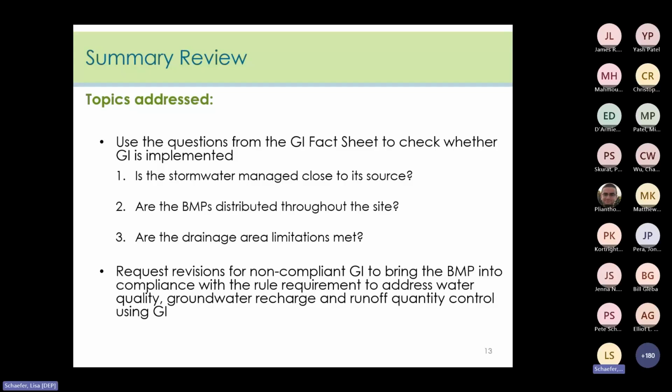So this would also be reflected in a review letter, and I would request revisions to get the project in compliance with the rule requirements to use GI.